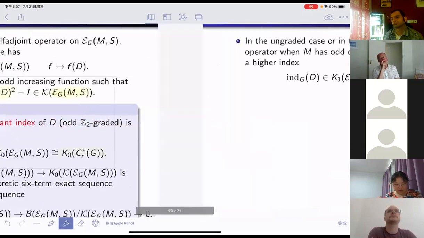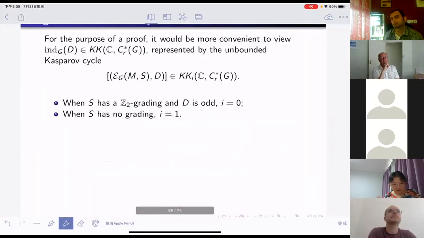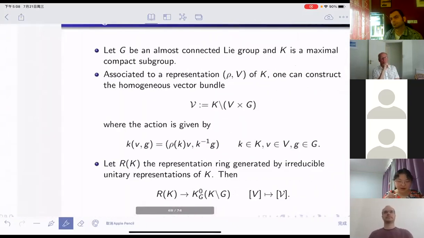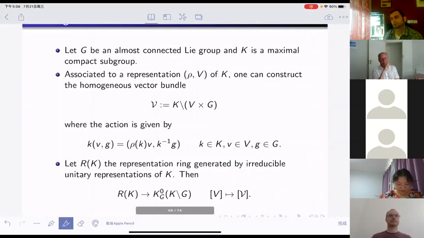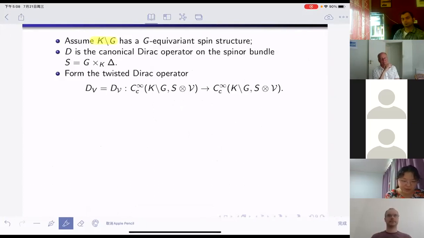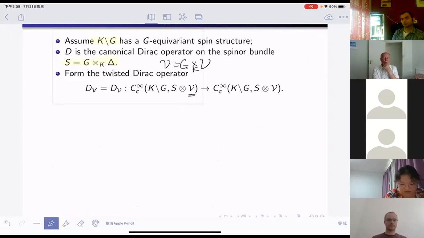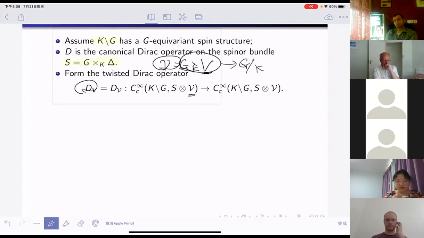After that, one can talk about Dirac induction by thinking about the Dirac operator on a homogeneous space G/K twisted by a homogeneous vector bundle, which is this V. This V is a representation of K, and from that one can create a homogeneous vector bundle over G/K and twist this bundle with the canonical Dirac operator on G/K.